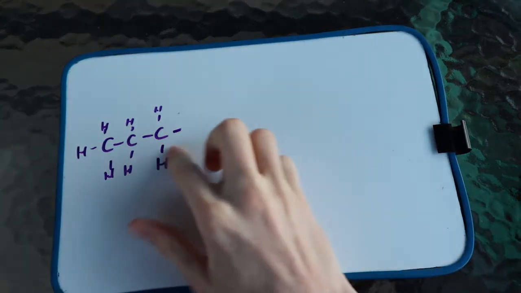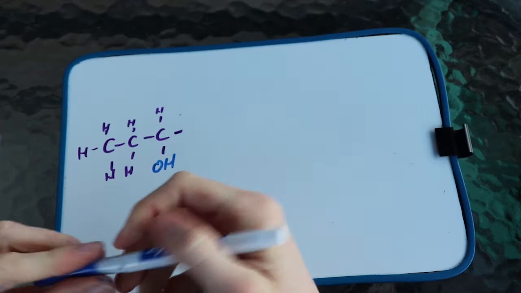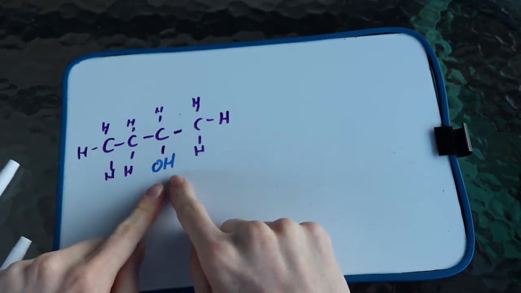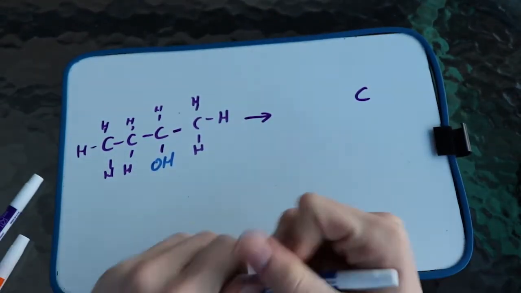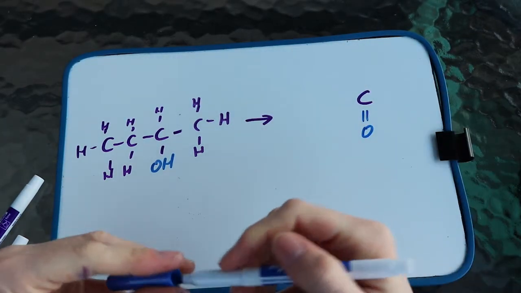Now that it's secondary, the hydroxyl group is going to be on this carbon, which is bonded to two other carbons. Now, for this, to increase the number of bonds that carbon has formed with oxygen, we want to have two bonds to oxygen. And again, that's going to be two bonds to an oxygen here.